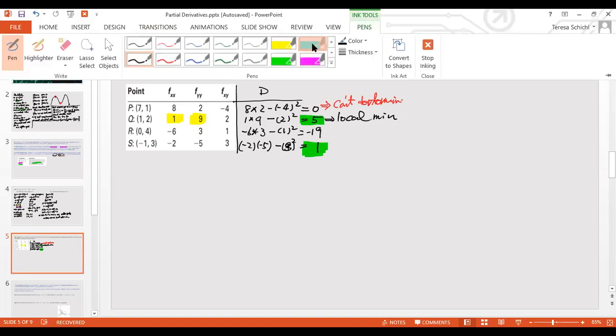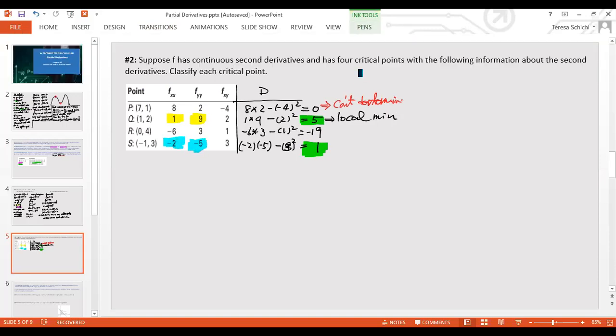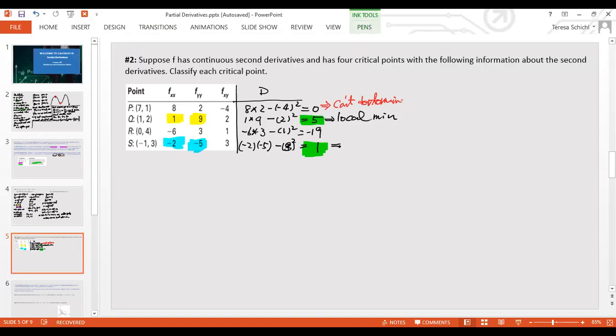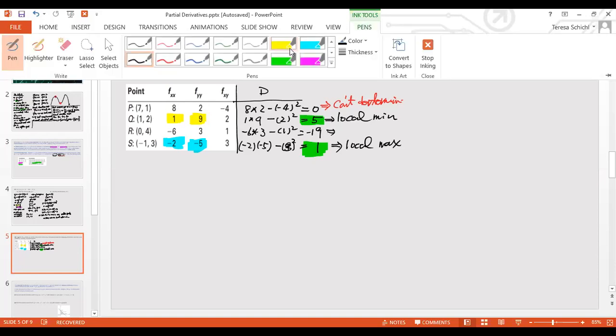And in the same way here, this one is greater than 0 also. Take a look here, both of them have the same signs. That means both of them open downward. If open downward, what does that mean? I have a local max here.